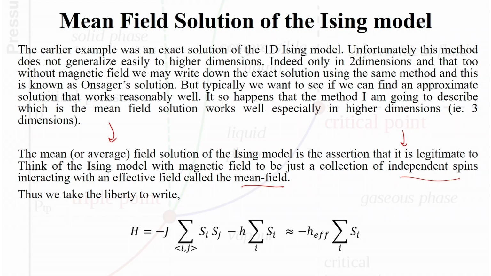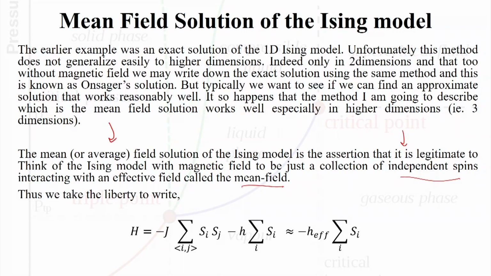So the idea is now to replace the spins that interact with each other. You turn off the interaction between the spins, and then you replace the magnetic field by a certain effective magnetic field to compensate for the fact that you have turned off the interaction between the spins. That new magnetic field, or the effective magnetic field as it is called, you have to calculate self-consistently. So how do you do that?